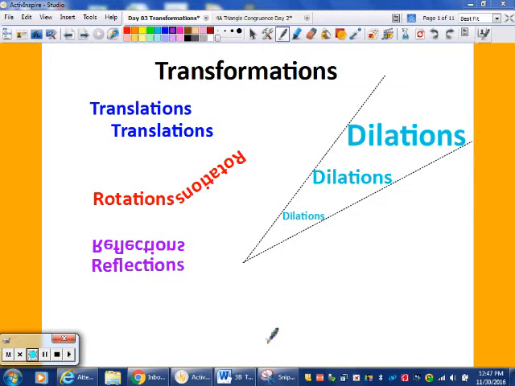Okay, today we're going to cover transformations. As you all know, there are 4 types of transformations out there. There are translations, rotations, reflections, and dilations. Today we're going to go through each one of those and talk about the differences and how to write them and how to do them.